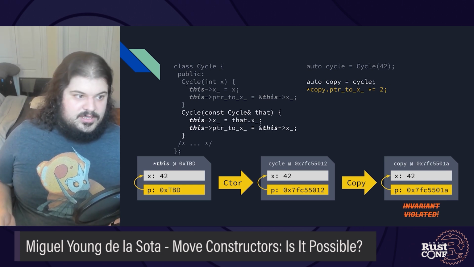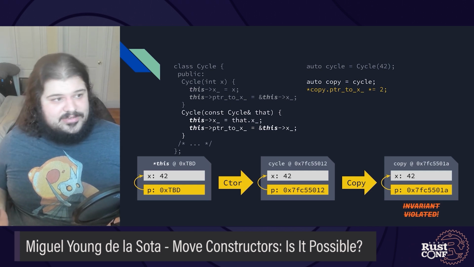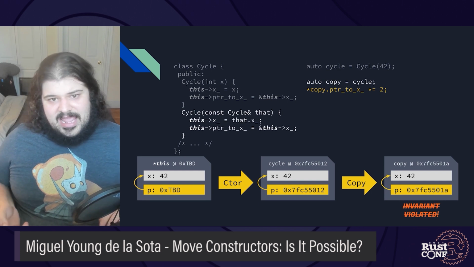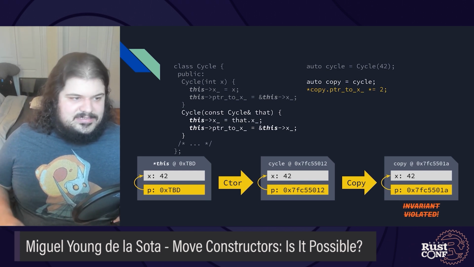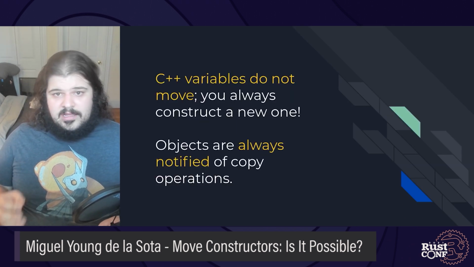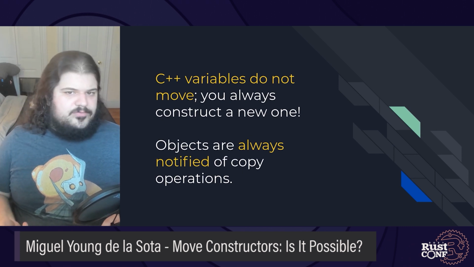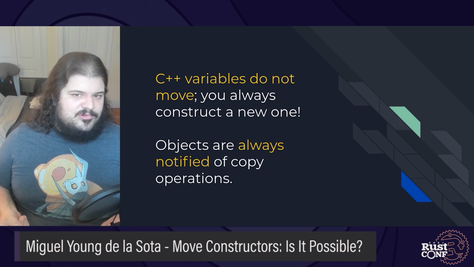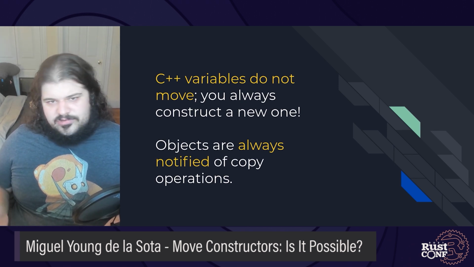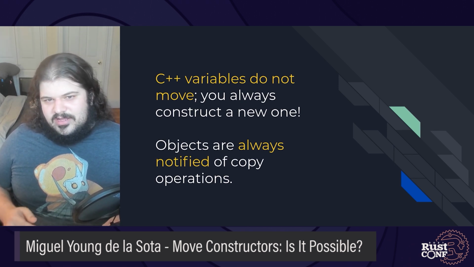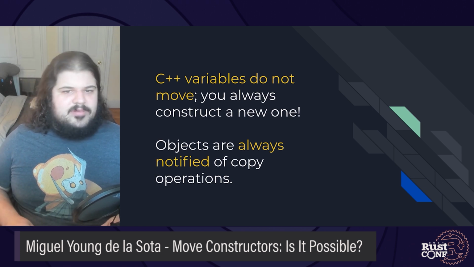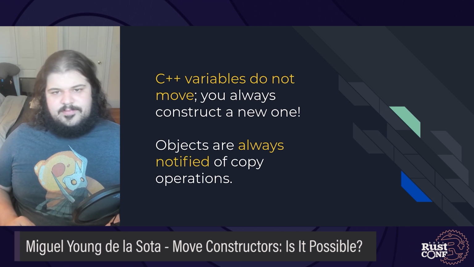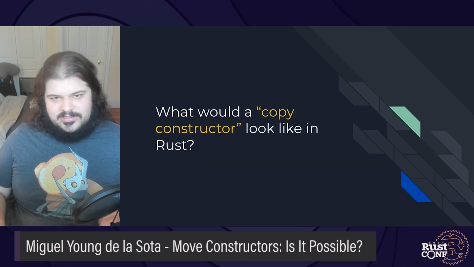So the copy constructor looks almost identical to the normal constructor. It sets up the invariant and copies the data, copies X, but not the pointer. C++ variables don't move around like in Rust. You always construct new ones whenever you give a variable a new name. However, objects are always notified of when this happens, so you can fix up any invariants a bitwise copy would otherwise break. This is similar to clone, but it has all of the power of constructors.